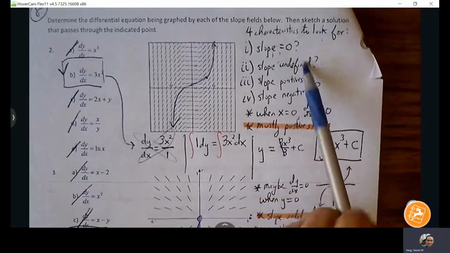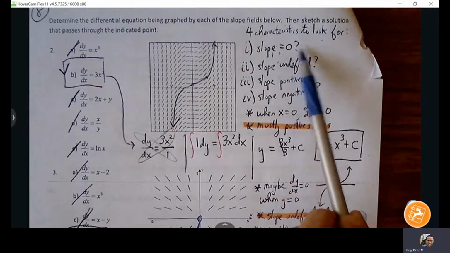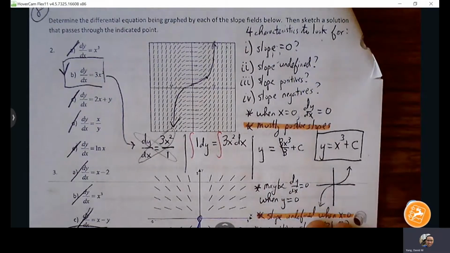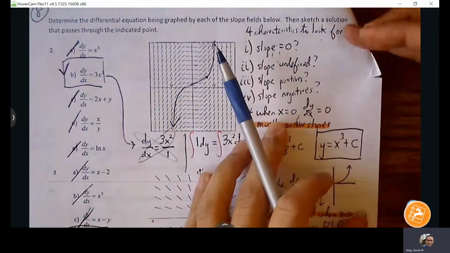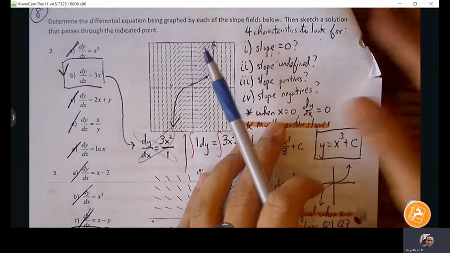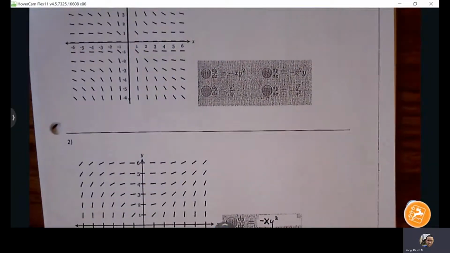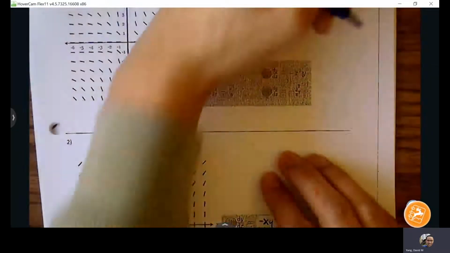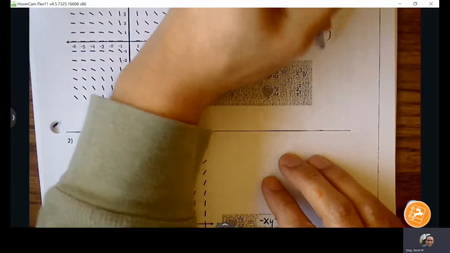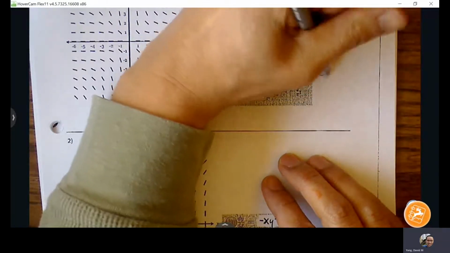So page 11, we're going to go down our four characteristics and see if we can make some general statements about where we observe them: slope zero, slope undefined, slope positive, and slope negative. I know it's a little bit hard to see those options there, so I'm going to list them out here under A, B, C, and D.